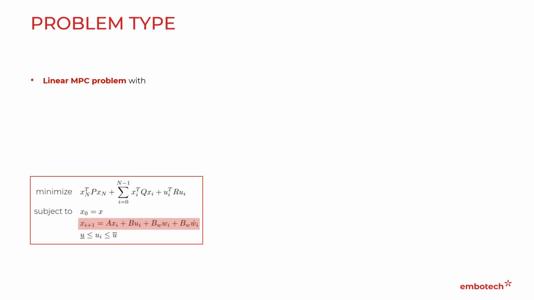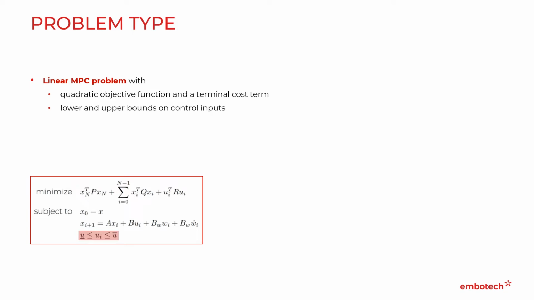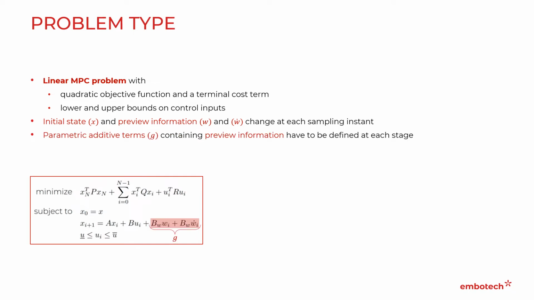Considering that we have linear system dynamics, this is clearly a linear MPC problem with a quadratic objective function and a terminal cost term. We also have lower and upper bounds on each of the four control inputs. In terms of runtime parameters, the initial state and preview information are changed at each sampling instant. Furthermore, we have to define a parametric additive term G containing preview information at each stage.